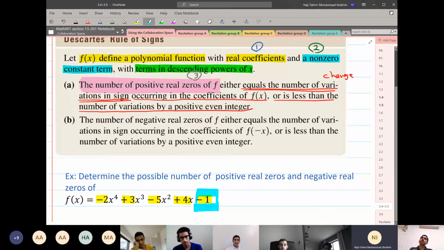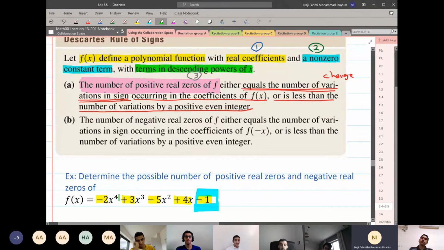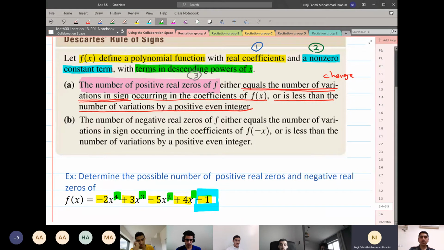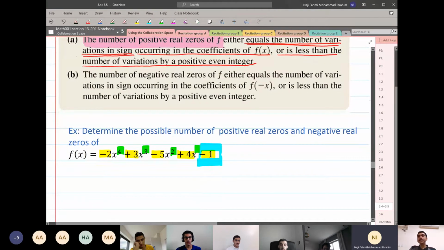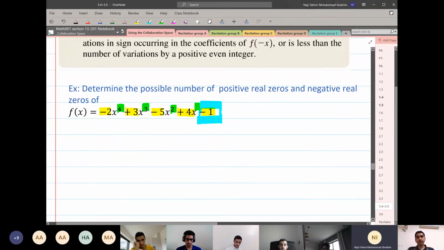What about the powers? Are they descending? Yes. What's the meaning of descending again? It means tanazuli. So now, are all the conditions satisfied here? The answer is yes. Now, the question is asking for what? It says determine the possible number of positive real zeros and negative real zeros.